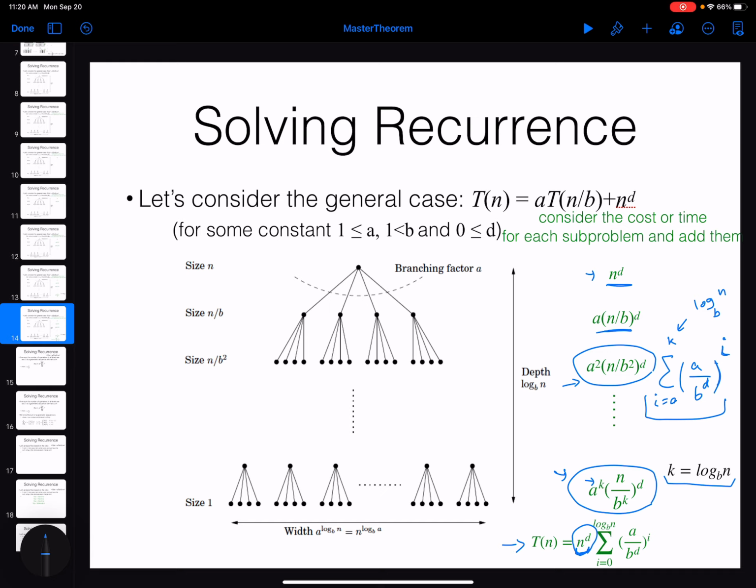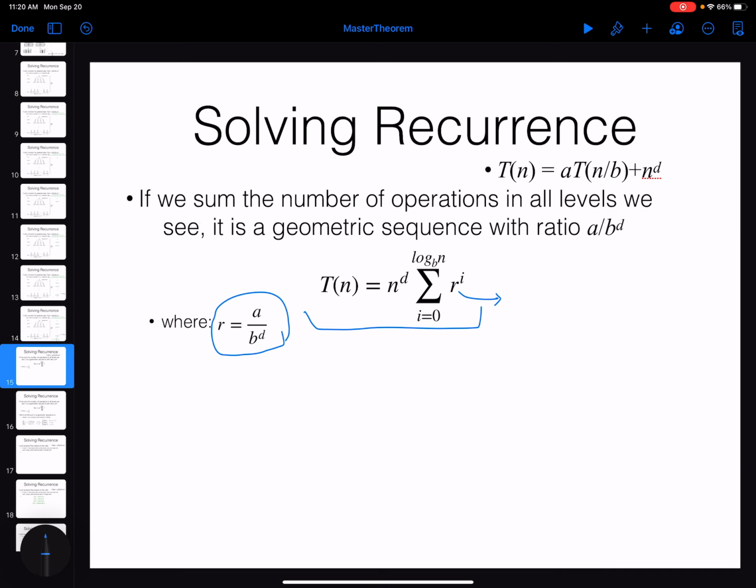You just need to draw the tree and calculate the cost of each level, add up all of them, and then you will end up with a formula like this. So this is not going to be a very complicated formula. You can calculate it for any recursion tree or any recurrence relation that you have. Okay, so this is going to be our final formula.